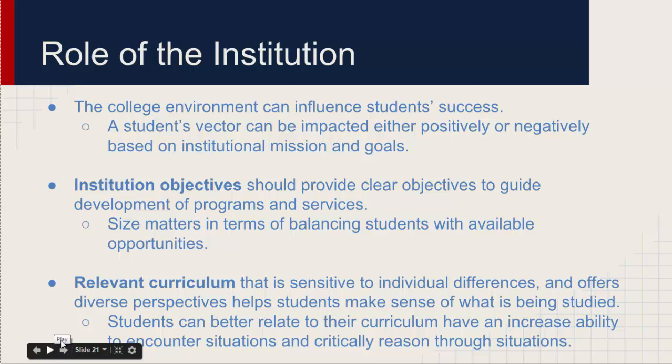The institution should also play an important role. The institution's objectives should provide clear guides for program development. Size does matter in balancing students with available opportunities. The curriculum should be relevant also, taking into consideration those inputs that Astin talked about. Relevant curriculum that is sensitive to individual differences. Students' demographics and environments are all different.